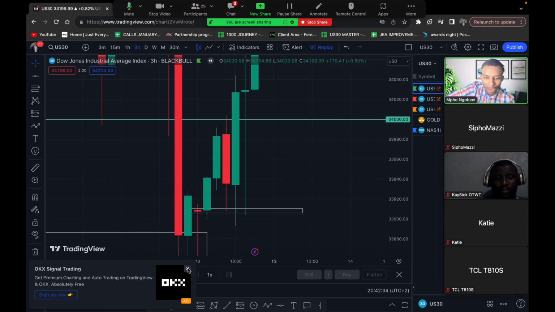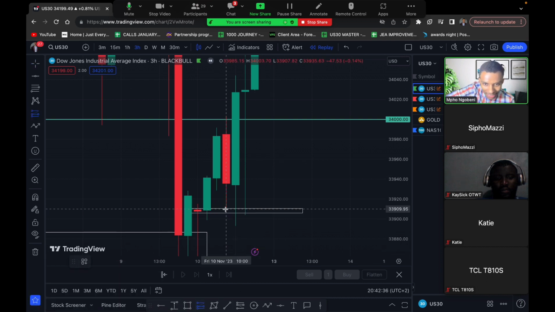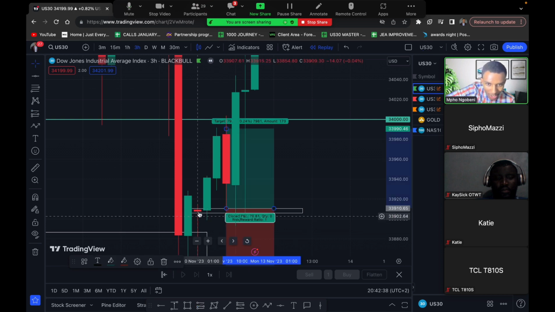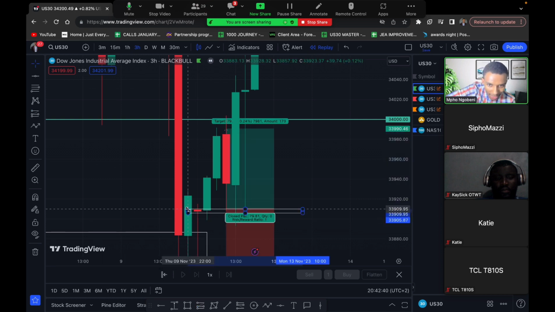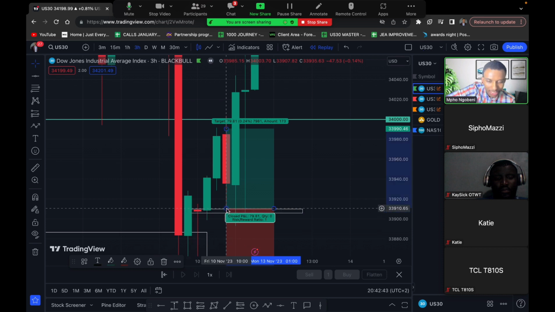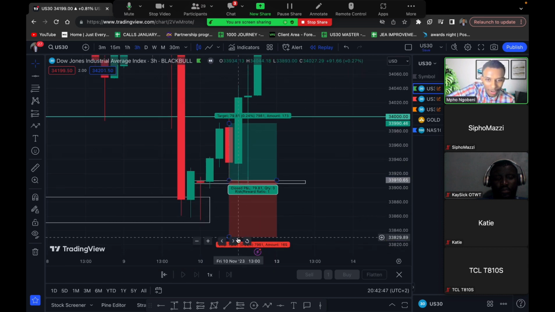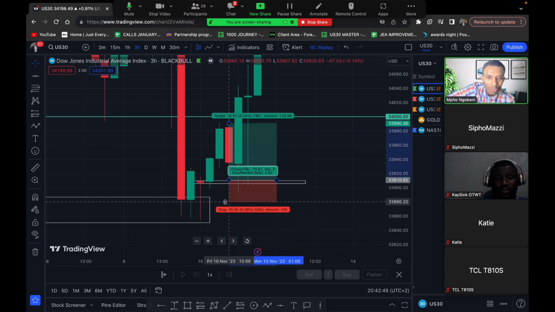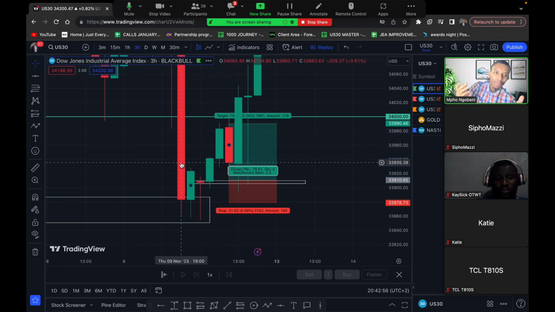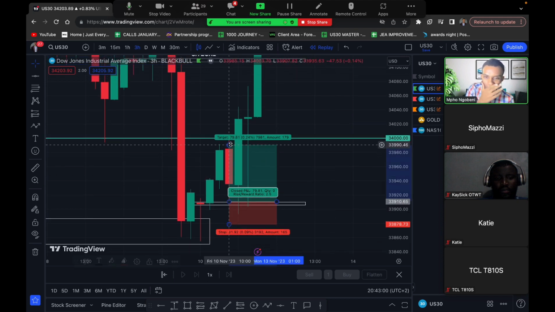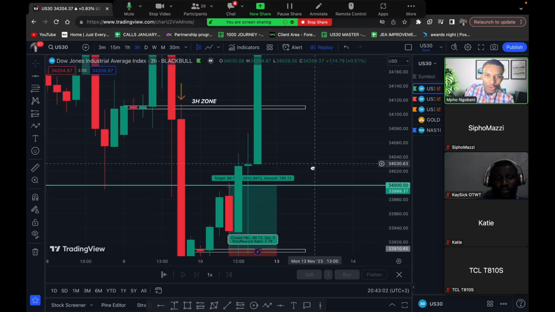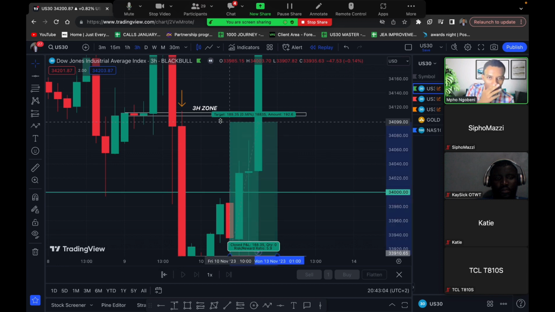How was my entry? As I say, my entry is just above the zone, next to the candle. So I wanted just to touch there. And then my SL is below it. So most of the time I risk 30 pips. If you check with my trades, I always say that we're risking 30 pips per trade. So that's your 30 pips. You either go for the next key level or you go for the next zone.